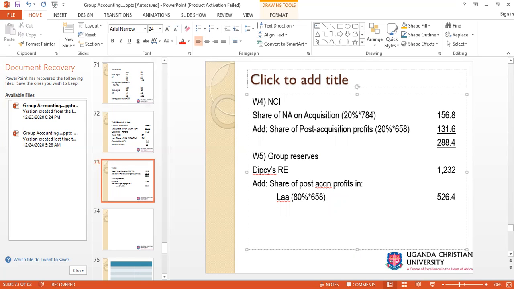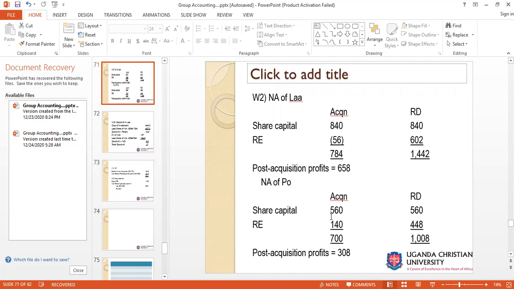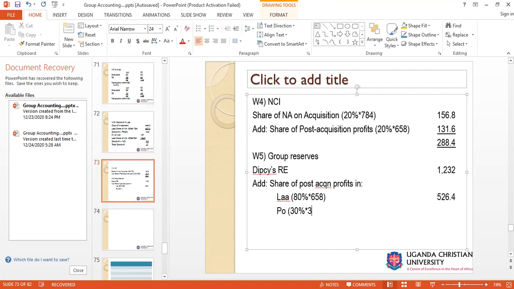Then we have in PO, the post-acquisition profits in PO is 30% of those profits PO made during the period, 308. That gives us 308 times 0.3, which is 92.4.